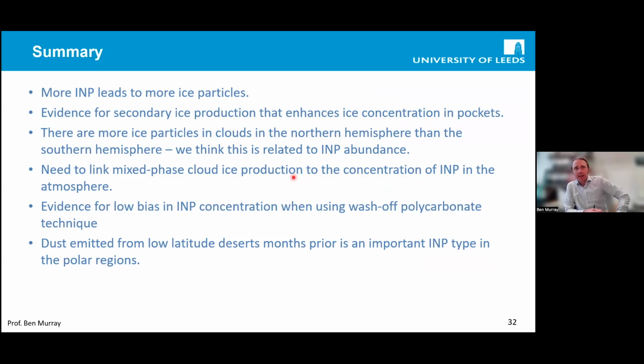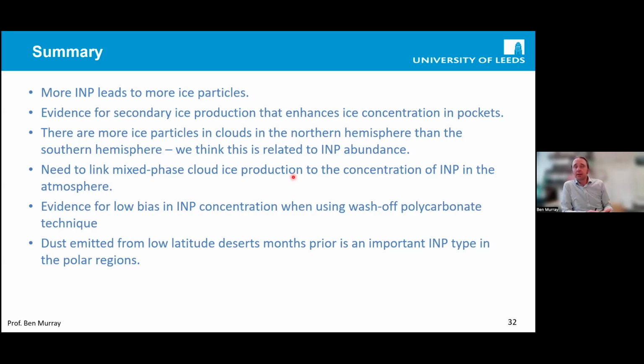But secondary ice production processes enhance the ice concentration in pockets of the cloud. And I think that's important. It introduces a heterogeneity in the cloud, whereas the IMP are producing more of a uniform concentration of ice crystals across the cloud, dictated by the cloud temperature. So generally, there are more ice particles in the northern hemisphere clouds than the southern hemisphere clouds we've looked at. And we think this is related to the IMP abundance, so more IMP in the northern hemisphere generally than in the southern hemisphere.